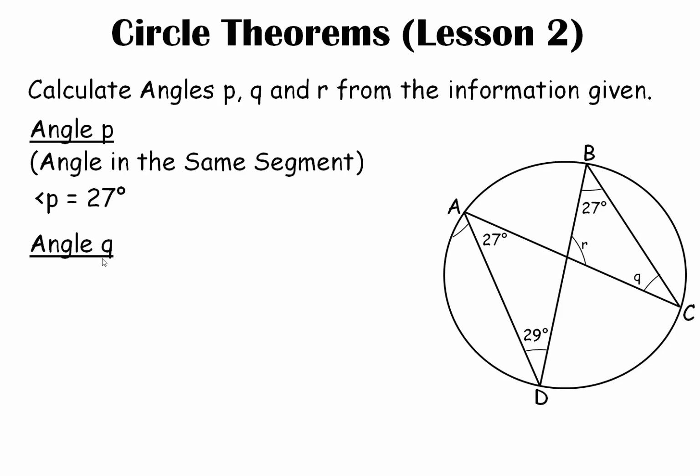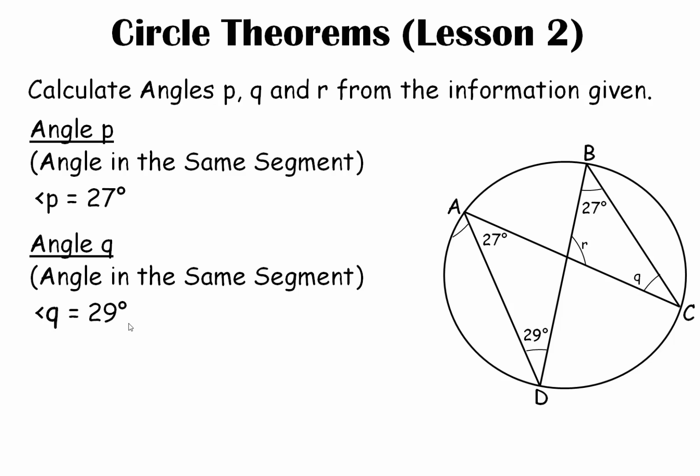For angle Q, what we will do is consider chord AB. The minor segment will be the one formed with this arc AB, and the major segment will be the other segment. So these two angles are formed in this one segment, which means they are equal. We have angles in the same segment. Since we have 29 degrees here, angle Q will also be 29 degrees.